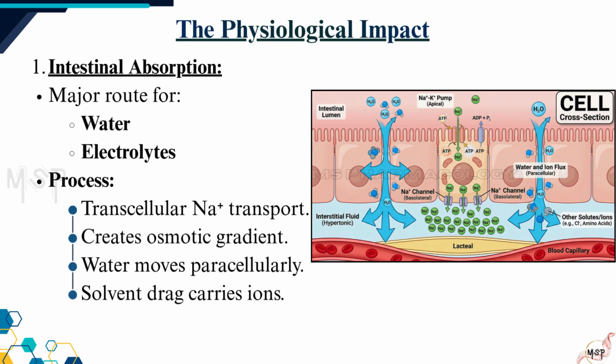To see these mechanisms in action, look no further than your gut. Intestinal absorption is a masterclass in teamwork. It starts with transcellular transport, where the cell actively pumps sodium across its membrane. This creates a powerful osmotic gradient. Nature hates an imbalance, so water rushes through the paracellular gaps to even things out. As that water moves, it creates the solvent drag we discussed, pulling essential electrolytes along with it. This is the primary way your body stays hydrated and nourished.